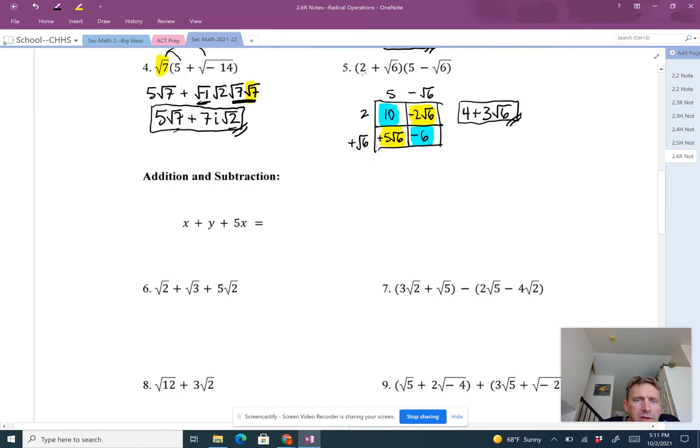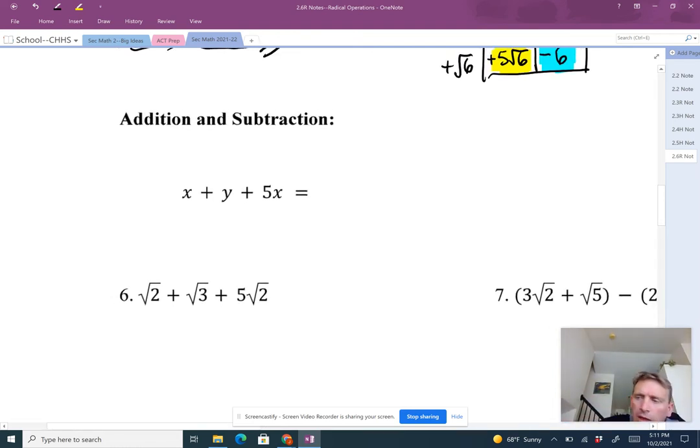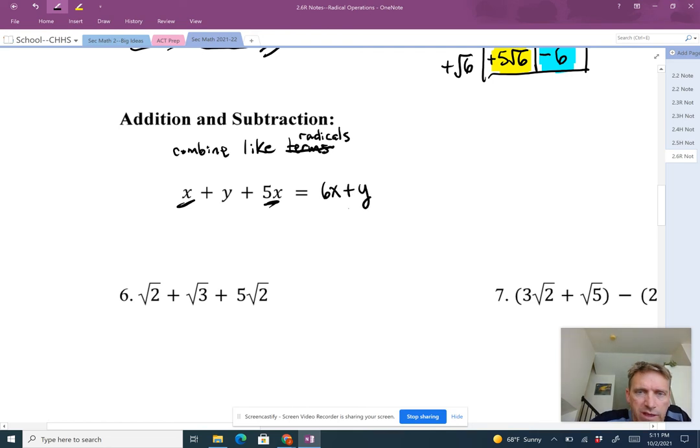Okay, let's look how do we add and subtract radicals? To make a comparison, we've included this x plus y equals 5x. And we would say, hey, what you got to do is combine like terms. And then I'm going to cross out terms and say radicals, because they work in the same way. If you have like terms, you can combine them. If you have like radicals, you can combine them. In this case, x and 5x are like terms. And so 5x plus x is 6x plus y. x and y are not like terms, so they can't be combined, and you would leave your answer like that.